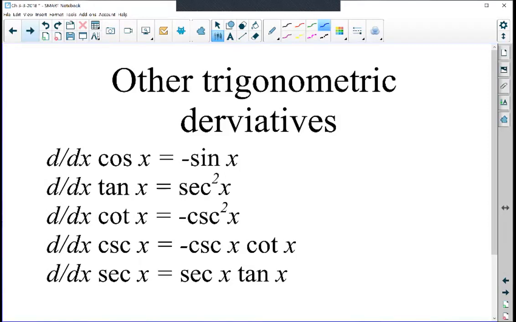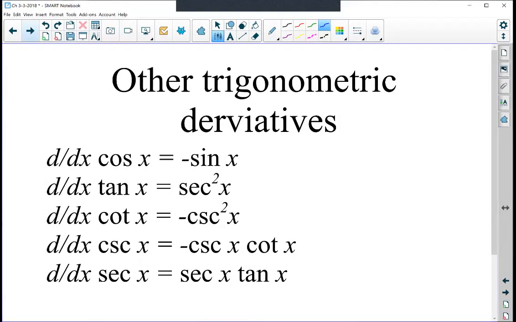So a couple of things that might make this easier to remember. All of the functions that are co-functions, cosine, cotangent, cosecant, when I take the derivative, I get a negative sign. All of the ones that aren't co-functions, I don't get a negative sign with it.